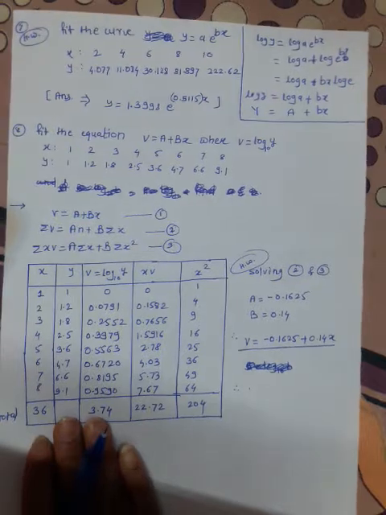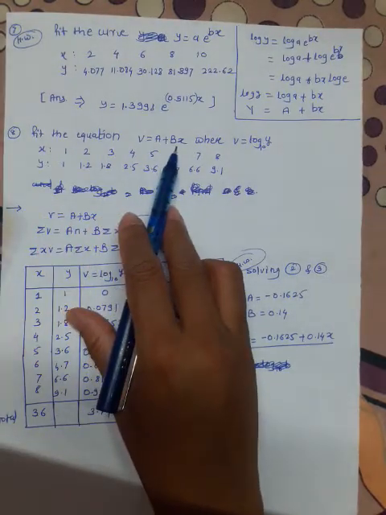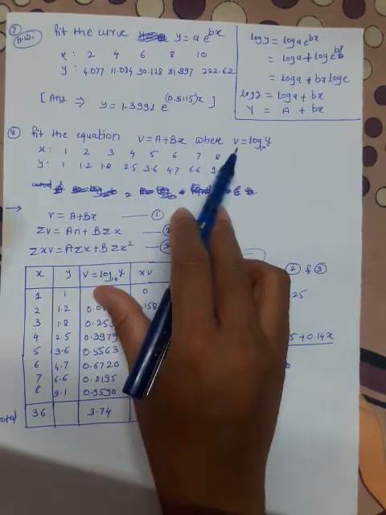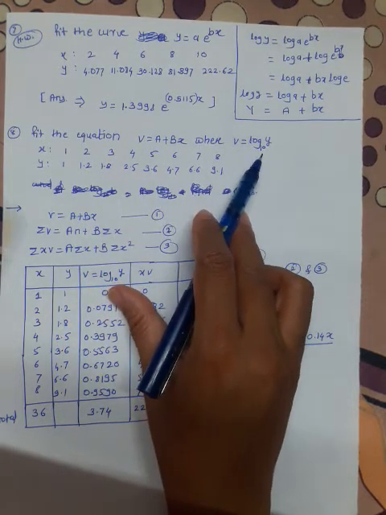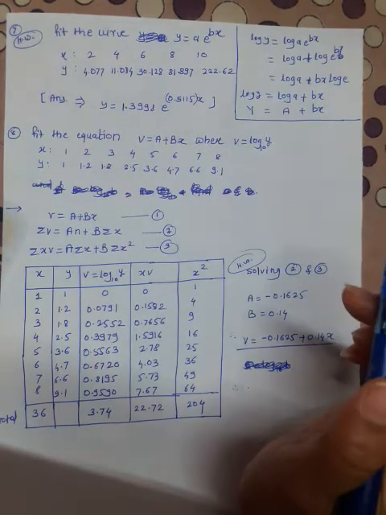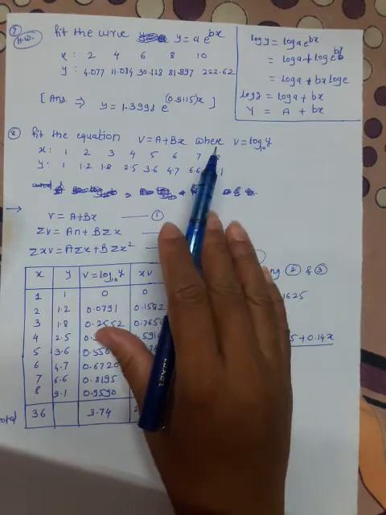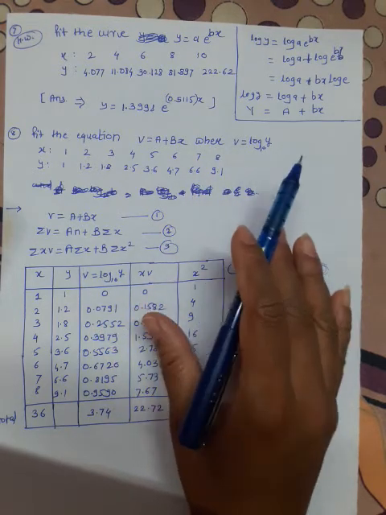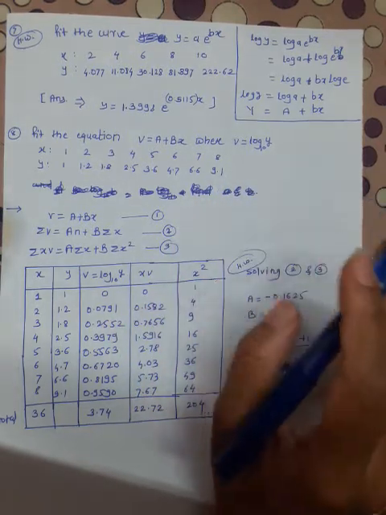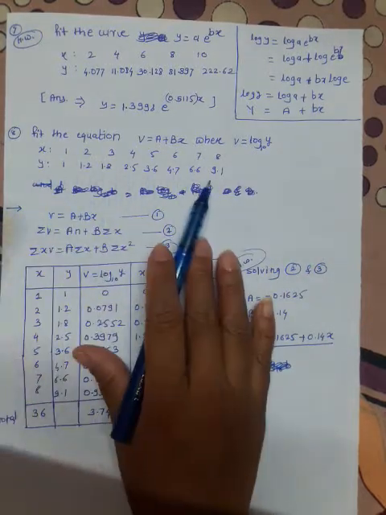Now let us see next. Fit the equation v is equal to a plus bx. Instead of y, here v is there, where v is log y to the base 10. What do we have to do? To the base 10 is there. That means in this particular example, wherever we have to calculate log, it is to the base 10, so you have to calculate log base 10. Now x is given, y is given, straightforward.